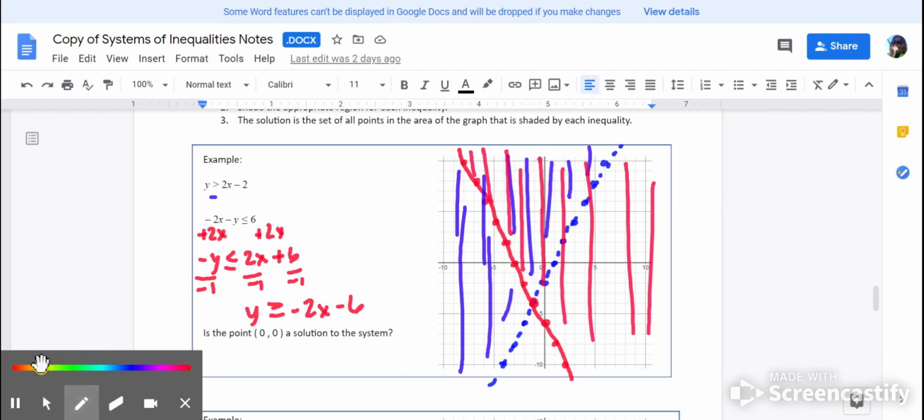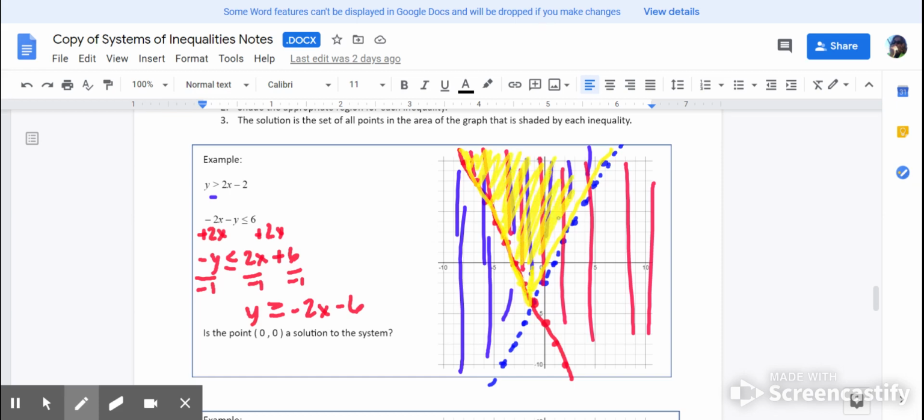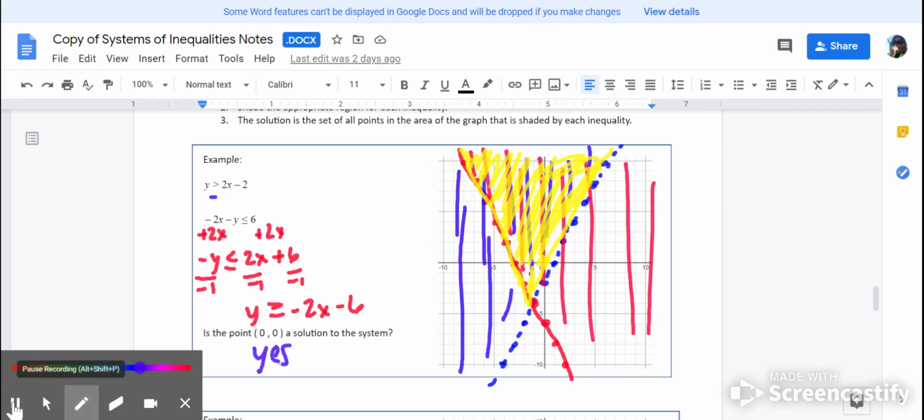So when I get ready to find my complete solution, it is everything that's going to be in this yellow space. Remember, this blue dotted line is not included, but the red line, because it's solid, is included. So anything that is in this yellow area will be a solution. So 0, 0 does fall right in the middle. So yes, that is the solution.